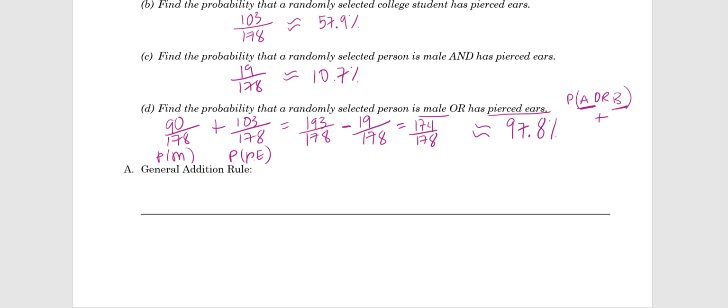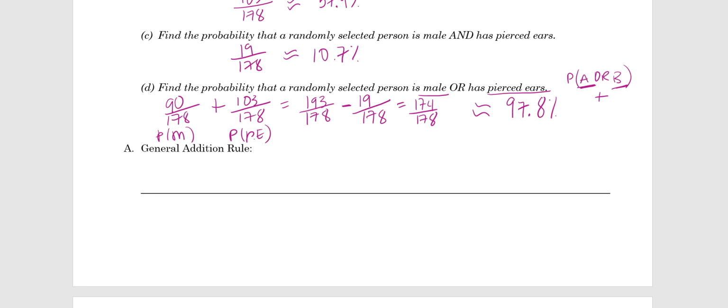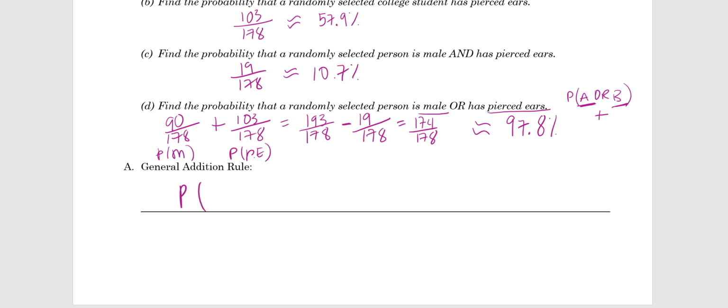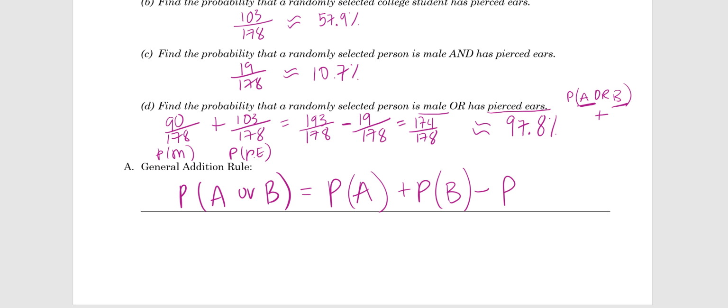The reason why we did this is so that we could look at something called the general addition rule, which goes like this. The probability of event A or event B can always be found by finding the probability of event A plus the probability of event B, and then subtracting the probability of anything that event A and B have in common.